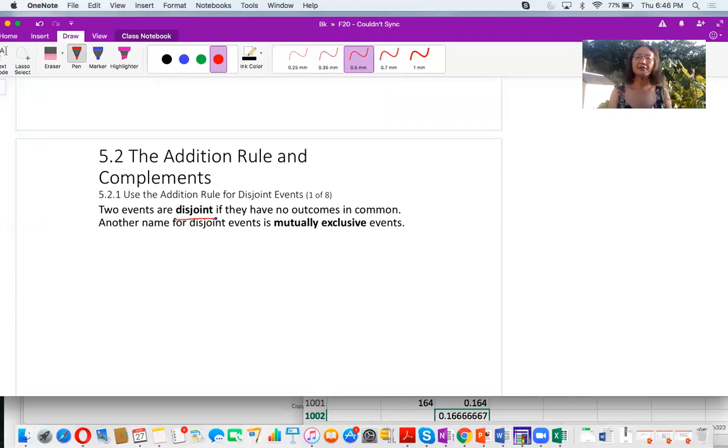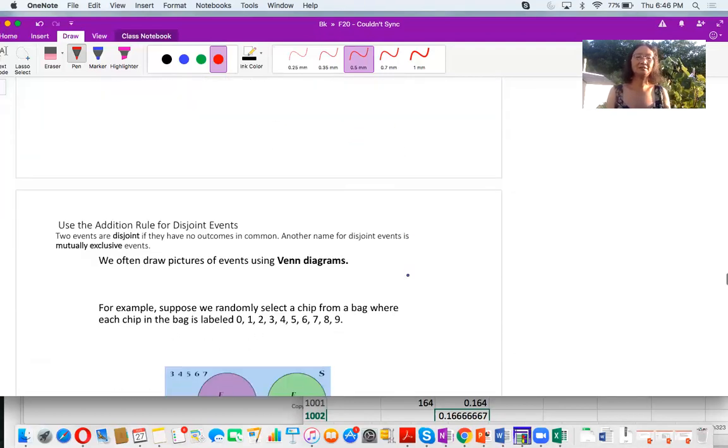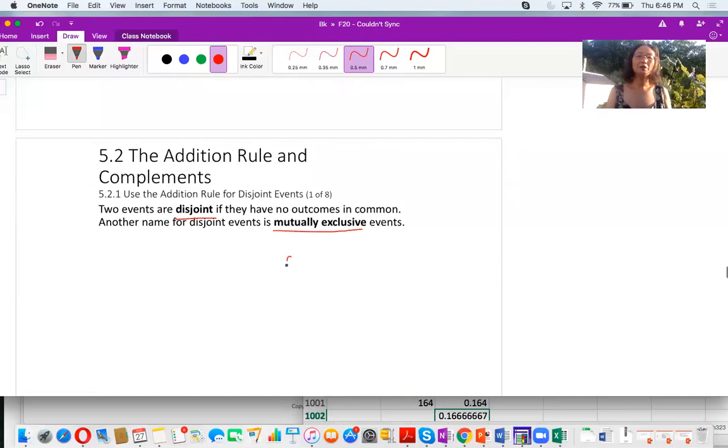2 events are disjoint if they have no outcomes in common. Another name for disjoint is mutually exclusive events. For example, when you throw a coin, you see either tail or head. Those 2 events are disjoint. Those 2 events are mutually exclusive.